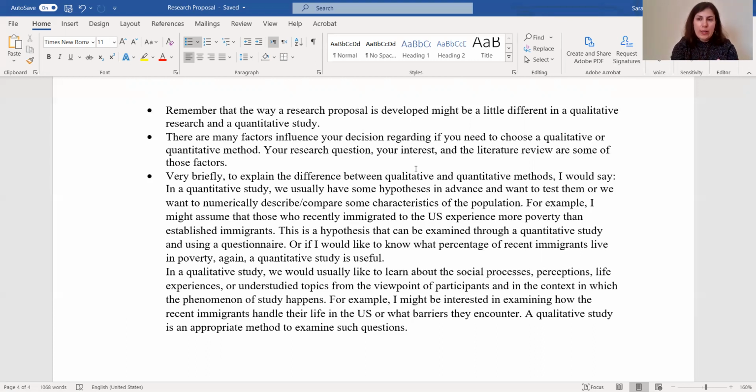And let's come back to our example. For example, I might be interested to see how recent immigrants handle their life in the US, or what barriers they encounter. It's a kind of examining their experience or social processes, how they seek social support, how they learn about the new environment. These kinds of questions really fit a qualitative study, and a qualitative study can be an appropriate method to examine such questions.